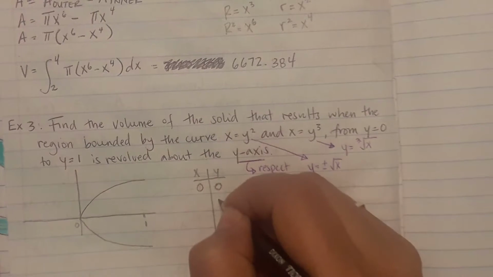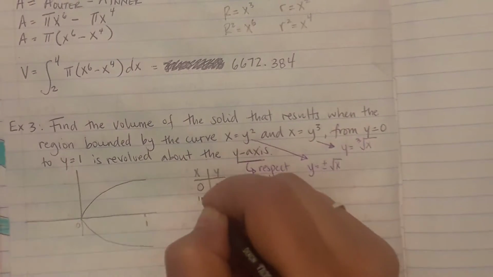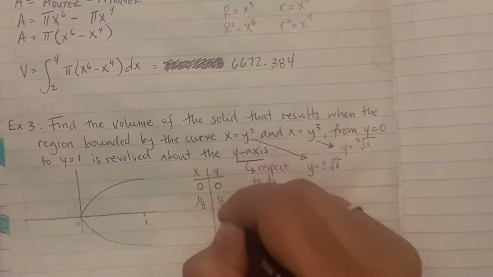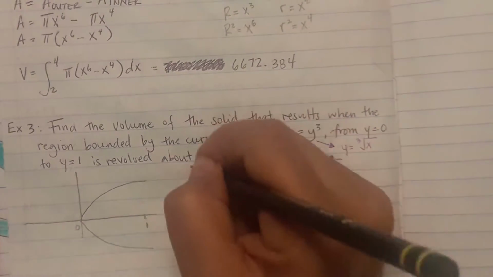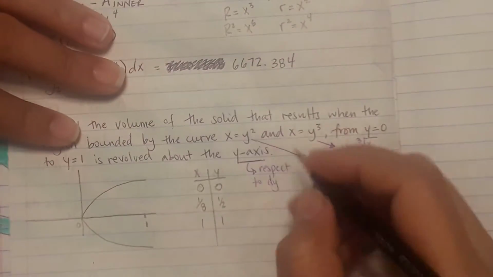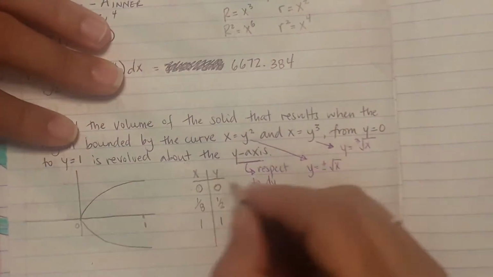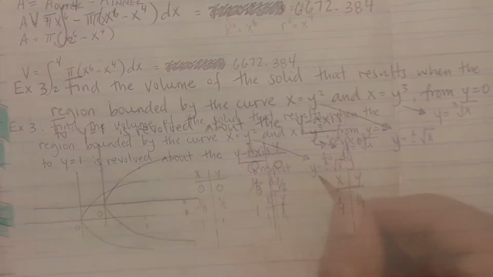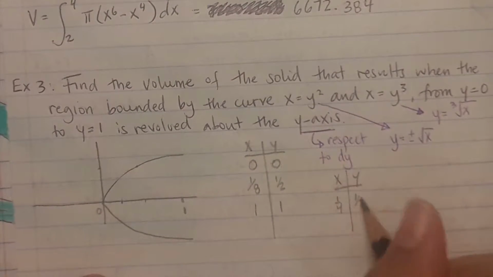So if I pick y as 0, I'm going to get x as 0. If I pick a half, I'm going to get 1/8, because I cube it, I get 1/8. If I pick 1, I'm also going to get 1. I'm going to do the same thing for x equals y squared. So again, 0, 0 and 1, 1, so I'm just going to check what happens at a half. When y is a half, squared would be a fourth.